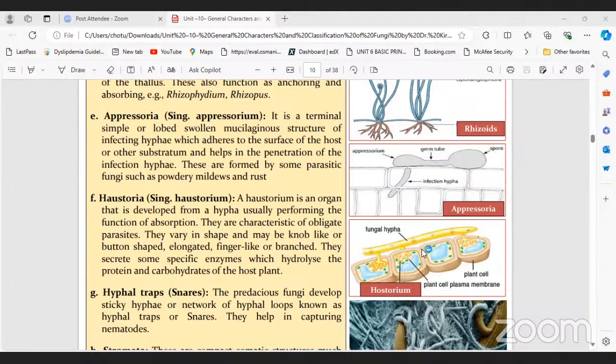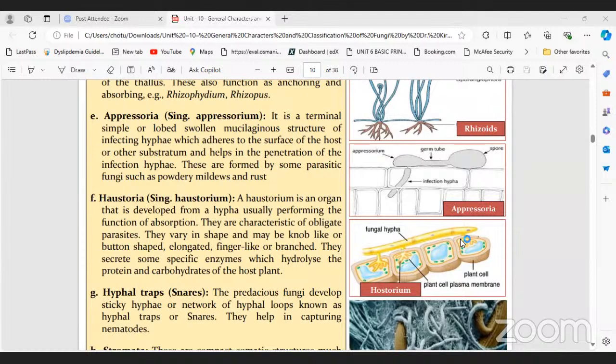Here, coming to the next one, Haustoria or Haustorium. Singular is Haustorium, plural Haustoria. Haustorium is an organ, one type of organ. See, you can observe the Haustoria. This is a fungal hyphae. This hyphae introduces haustoria into the other plant body, other cells. Finger-like structures are there, this part. These are the haustoria introduced.